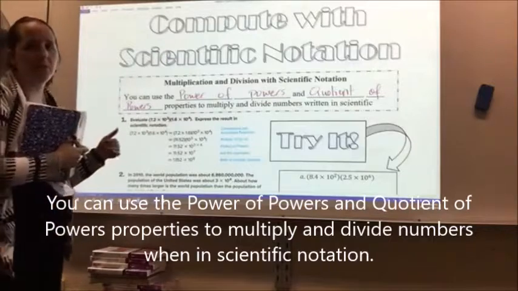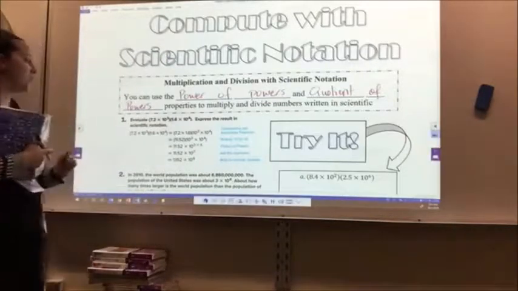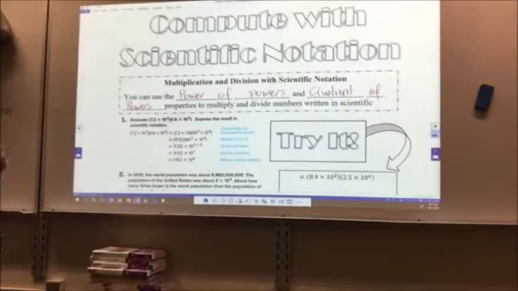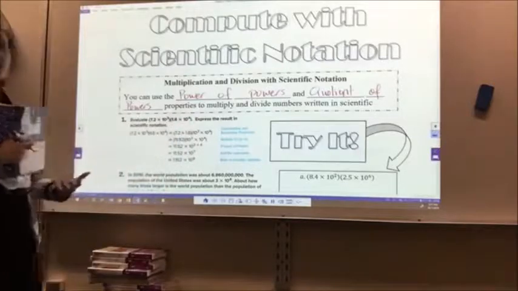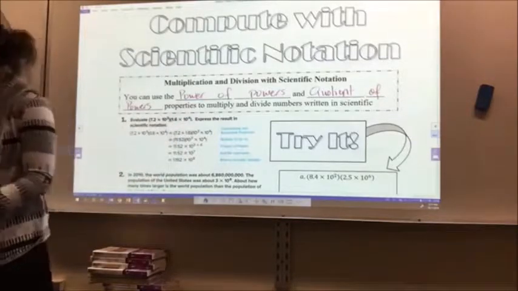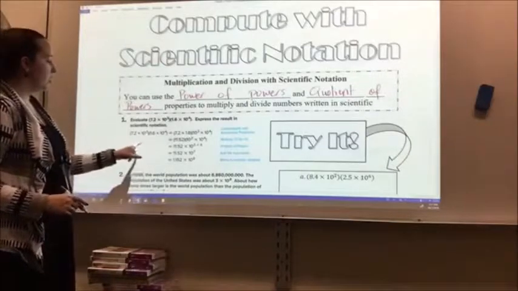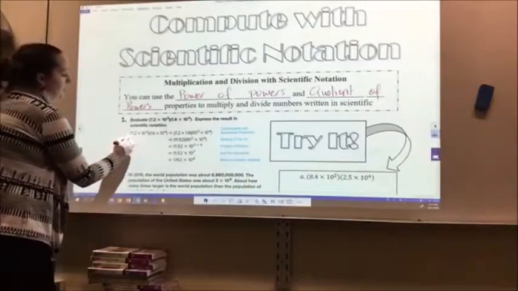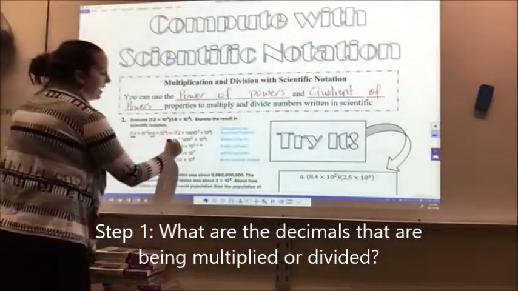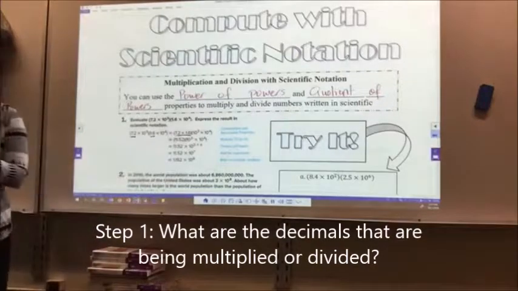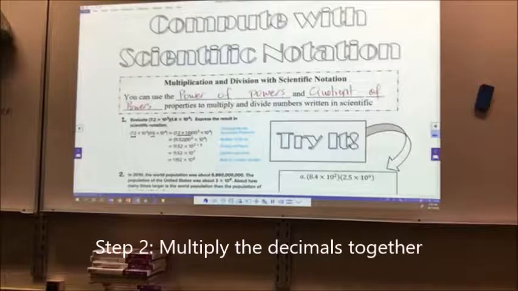The first thing that we want to do is look at a problem. Number 1 says evaluate 7.2 times 10 to the third times 1.6 times 10 to the fourth. We can express our result in scientific notation. So what they want us to do is first look at just the numbers, the 7.2 and the 1.6. I want to go ahead and multiply those first. 7.2 times 1.6 gives us 11.52.